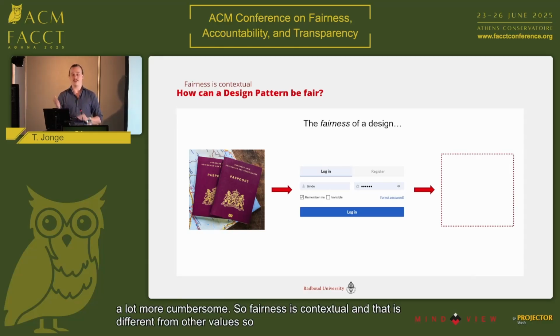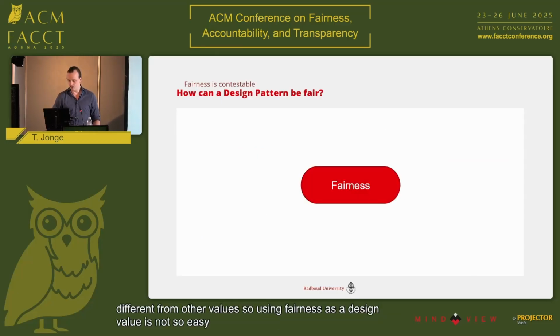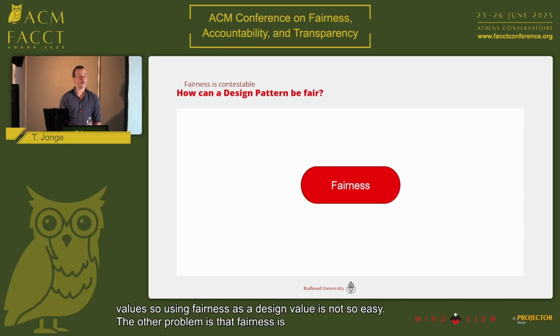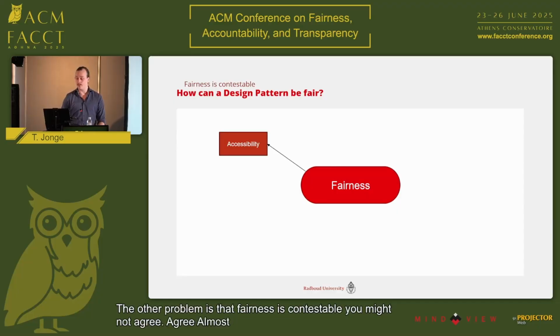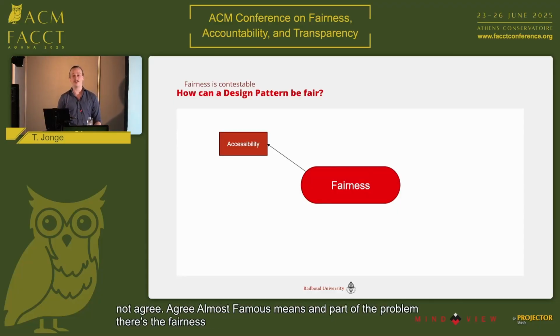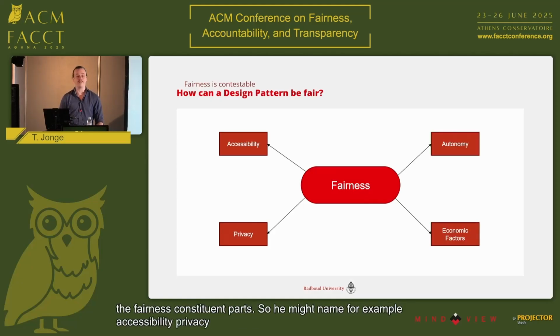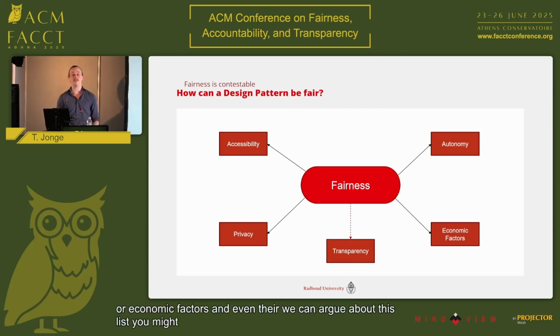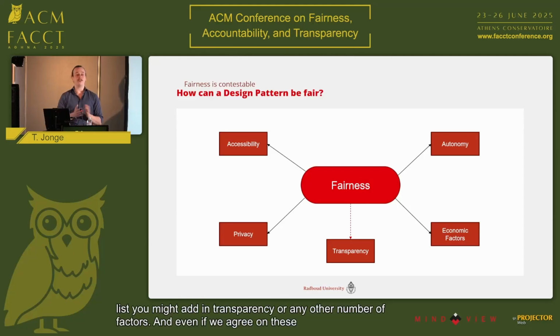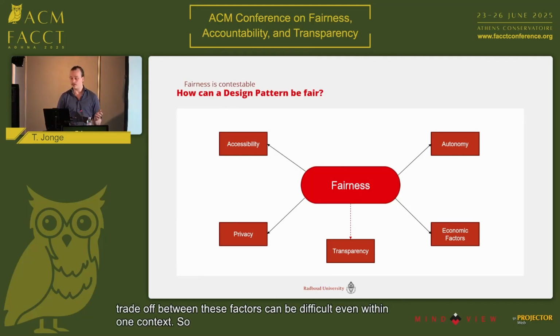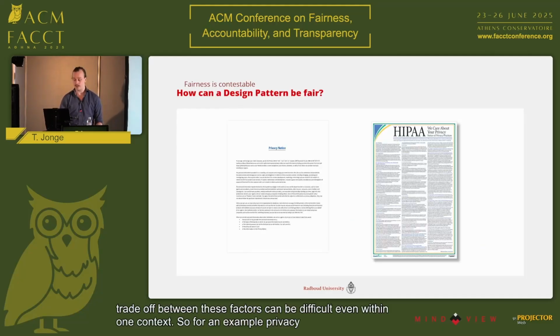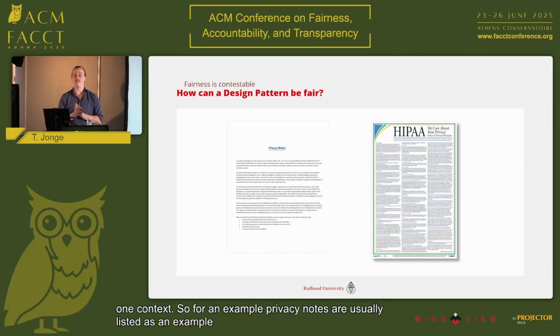So using fairness as a design value is not so easy. The other problem is that fairness is contestable. We might not agree on what fairness means. And a part of the problem there is that fairness has constituent parts. So we might name, for example, accessibility, privacy, autonomy, or economic factors. And even there, we can argue about this list. You might add in transparency or any other number of factors. And even if we agree on these factors, choosing the right trade-off between these factors can be difficult even within one context. So for an example, privacy notices are usually listed as an example where it's difficult to level.